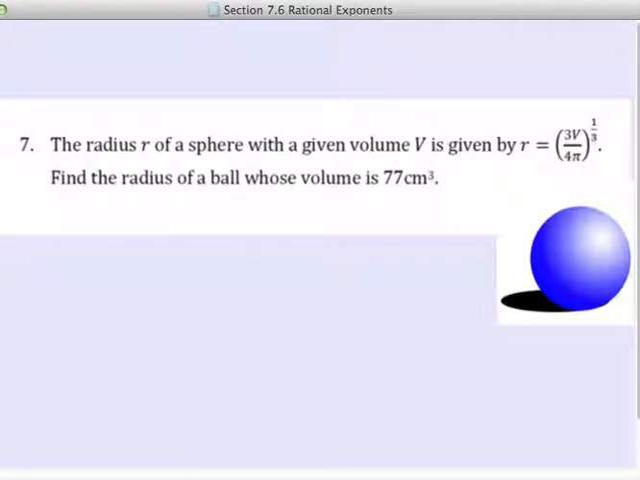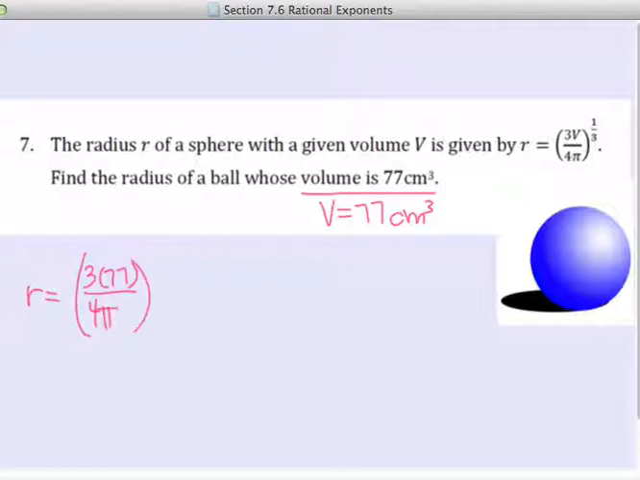So 7, the radius r of a sphere with a given volume v is given by r equals 3v divided by 4 pi, and then all of that to the 1/3 power. Find the radius of a ball whose volume is 77 centimeters cubed. So my v is 77. I'm just going to plug that in. My radius is equal to 3 times my volume, 77, over 4 pi to the 1/3. Well, I know that the 1/3 is really the cubed root. And then 3 times 77, you can figure out what that is. It's 231 over 4 pi.